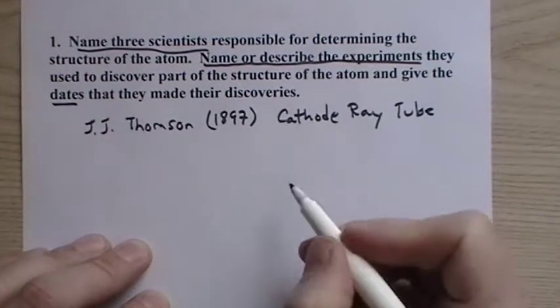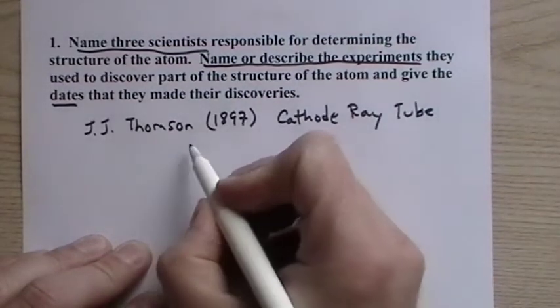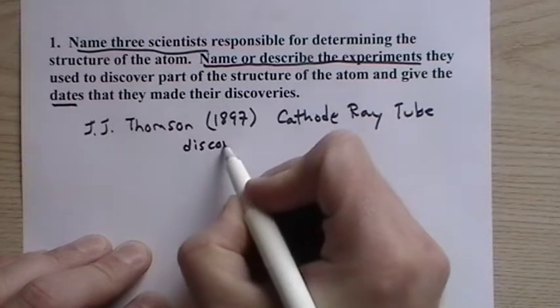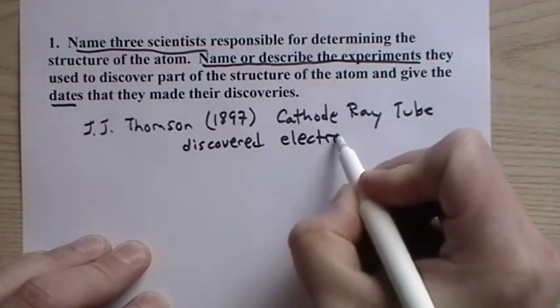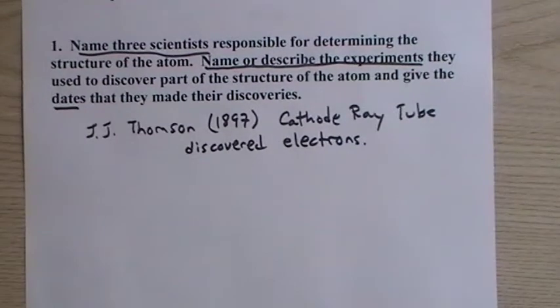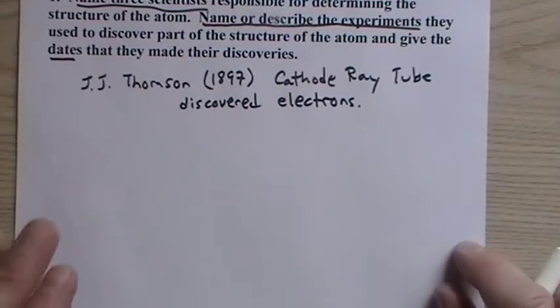to determine that there were particles as part of those rays. So he discovered electrons. And the book goes into detail there, but you should know the name of the scientist, the experiment that he did, and what he discovered.